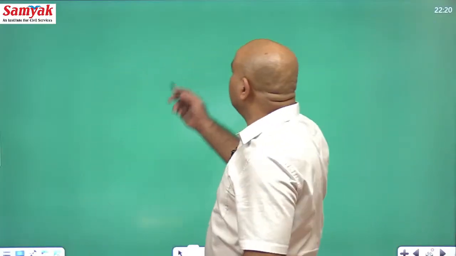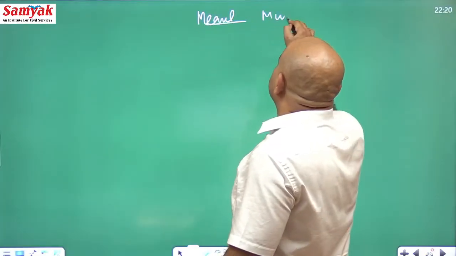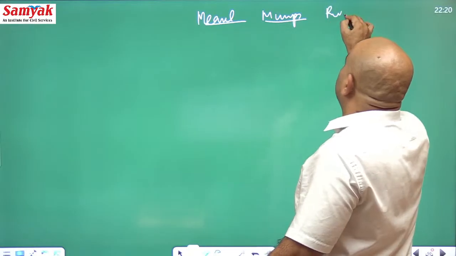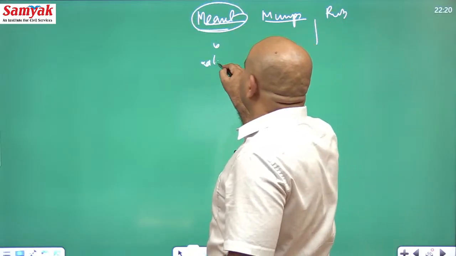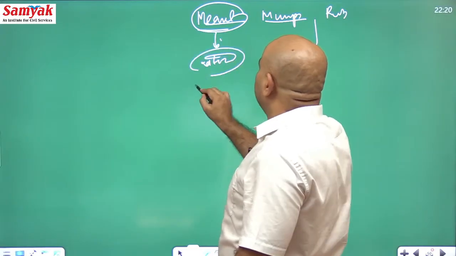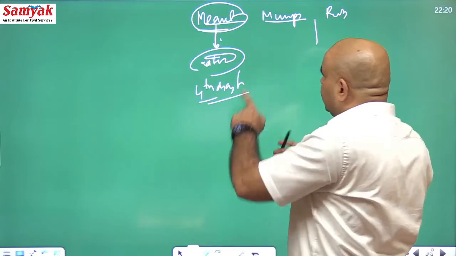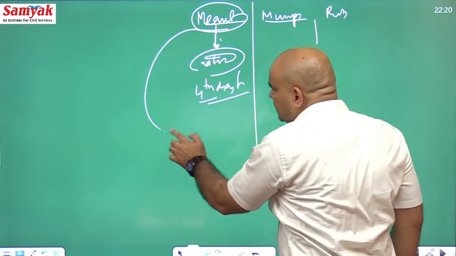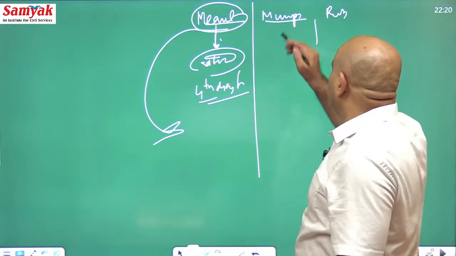Now, next they can ask you, there are 2 more diseases, measles, mumps, and one more is rubella. Remember that measles in India is named khasra. It is also named 4th day fever. Virus name is measles morbillivirus. Remember this, measles morbillivirus.